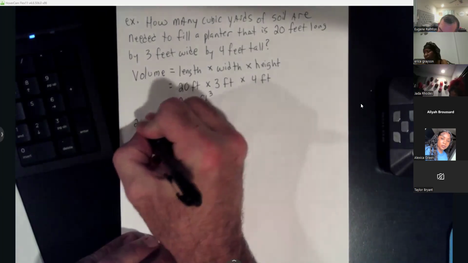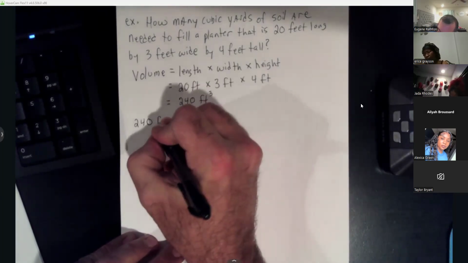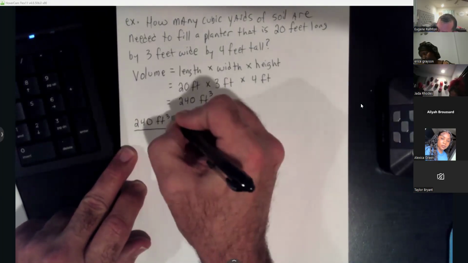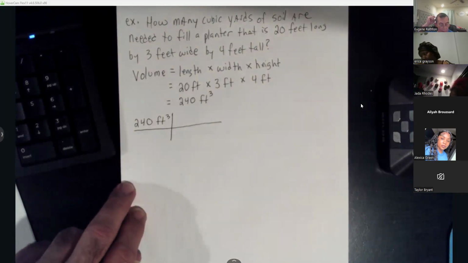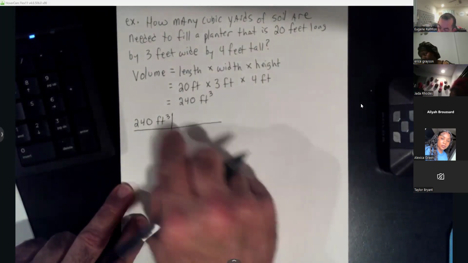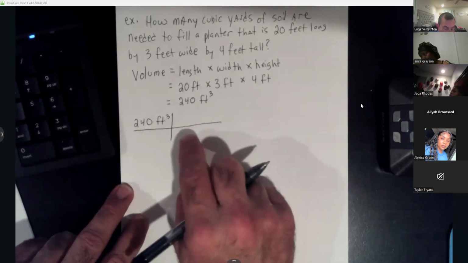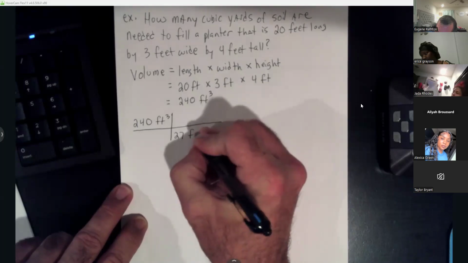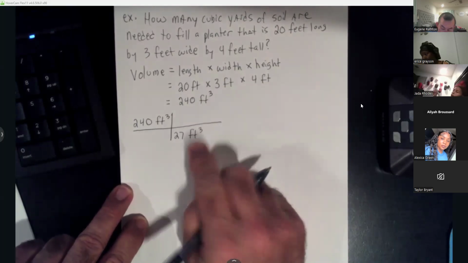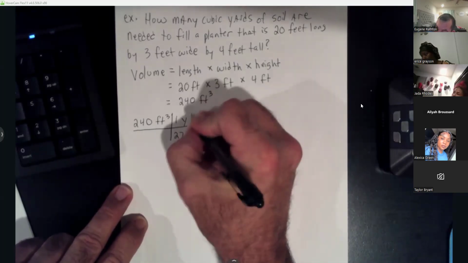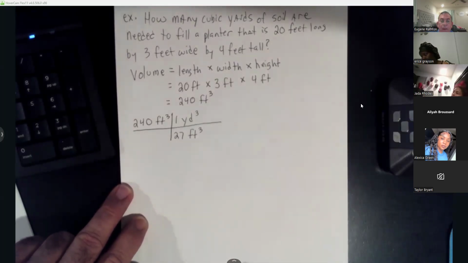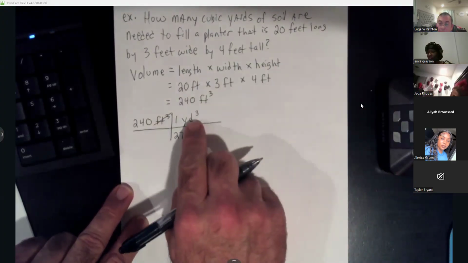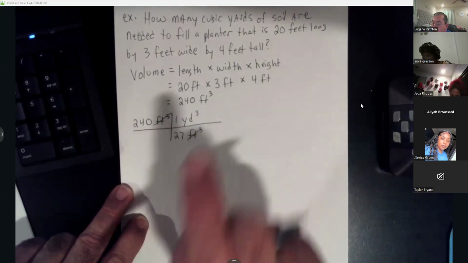All right, so we're starting with 240 cubic feet. Now, since I'm canceling out the cubic feet, I'm going to put my unit down here. 27 cubic feet equaled 1 cubic yard. So see here, y'all, these units for feet cubed are going to cancel. I'm going to be left in the cubic yards like they wanted.